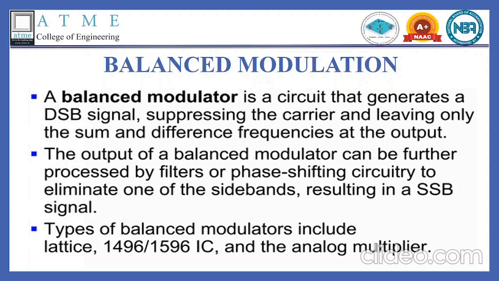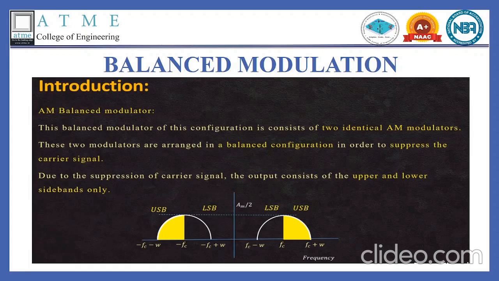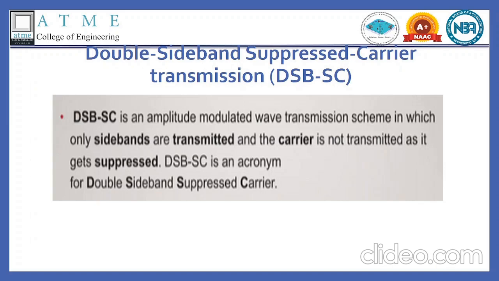The different types of balance modulator ICs we have in the market are IC 1496 or 1596, and it is an analog multiplier. In our experiment we will be using IC 1496. The balance modulator consists of two identical AM modulators. These two modulators are arranged in a balanced configuration in order to suppress the carrier signal. Due to the suppression of the carrier signal, the output consists of only the upper and lower sidebands.